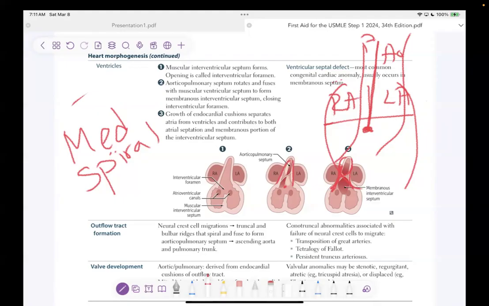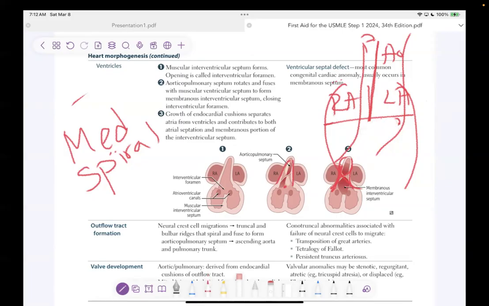If it is not made in the middle, this is called overriding of aorta. It means that aorta is taking too much space. It should be in the middle, right? The septum should start from here. If it is not made in the middle, it starts a little bit to the other side. This is called overriding of aorta. This is a part of tetralogy of Fallot, which I'm going to explain later.